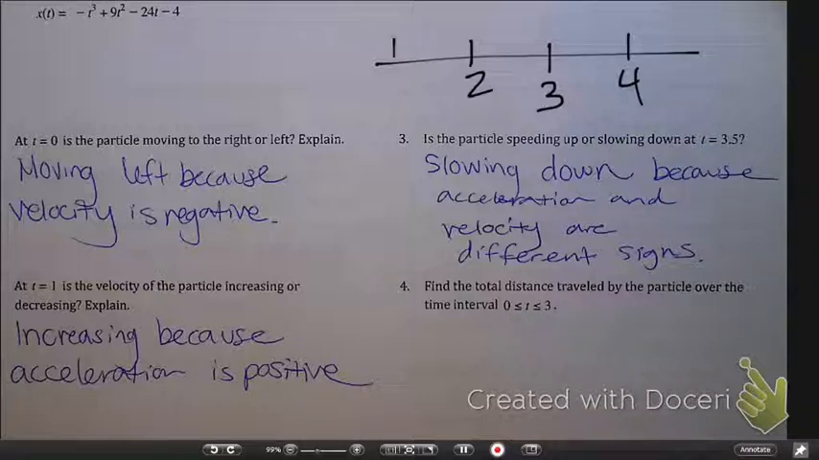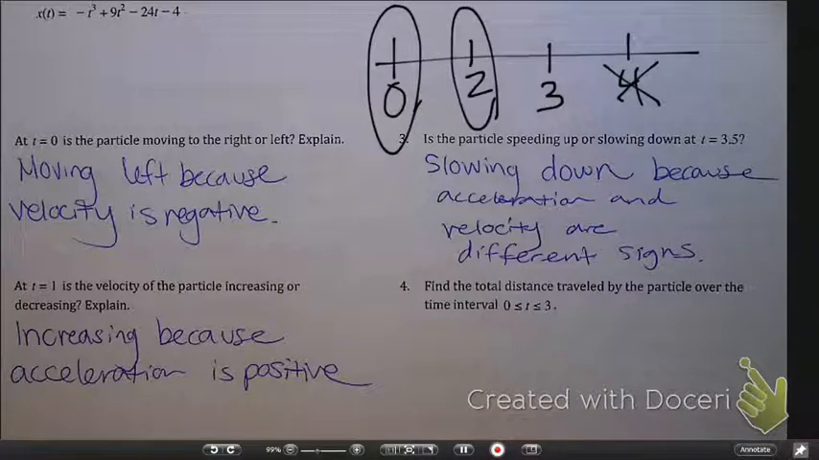So I'm going to add 0 to my number line. That's going to be an important point for us. And then 3 is already there. Even though 3 wasn't necessarily important for velocity, it is now important because it's an endpoint. So we actually do not need 4 anymore since it's not in our interval. So we only care about 0, 2, and 3.